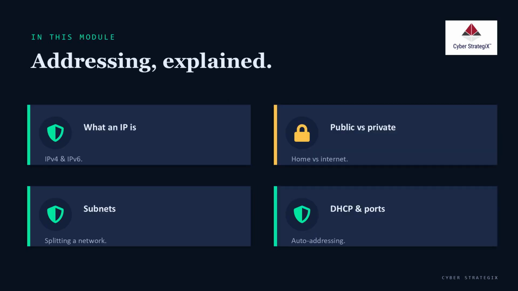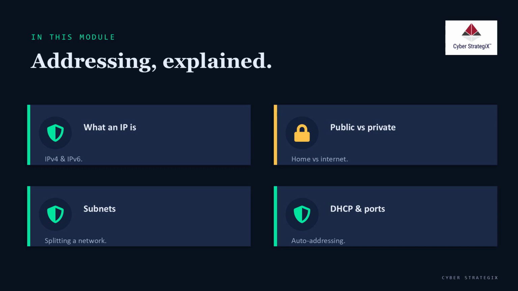Here's the plan. What an IP address is, and the two versions, IPv4 and IPv6. The crucial difference between public and private addresses. What a subnet is and why we split networks. And how devices get addresses automatically with DHCP, plus a first look at ports.